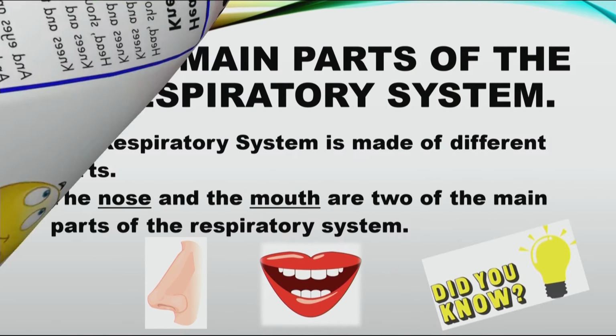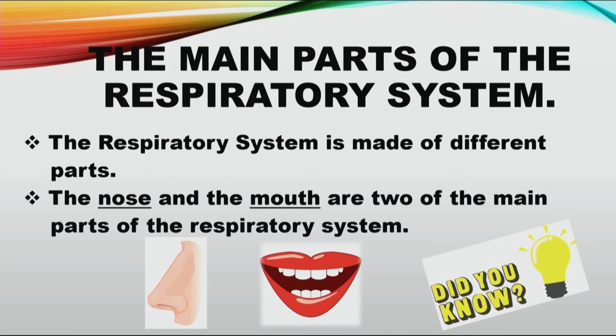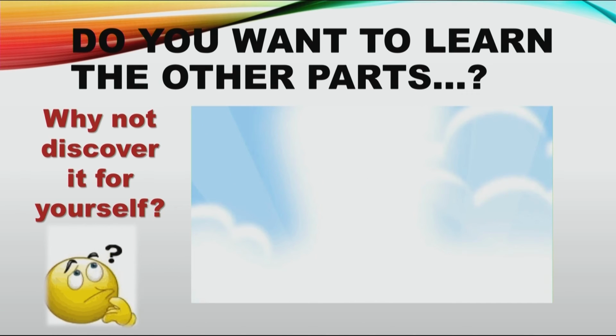So, we're going to look at the parts of the respiratory system together. The respiratory system is made of different parts. Did you know that the nose and the mouth are two of the main parts of the respiratory system? Don't be surprised, it is true. So, do you want to learn the other parts? Why not discover it for yourself through this short video?